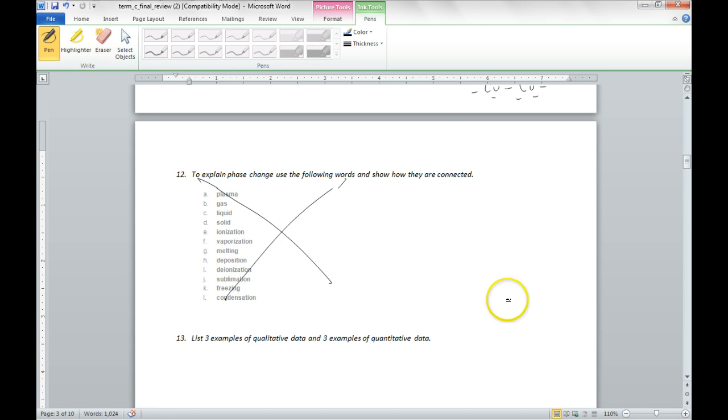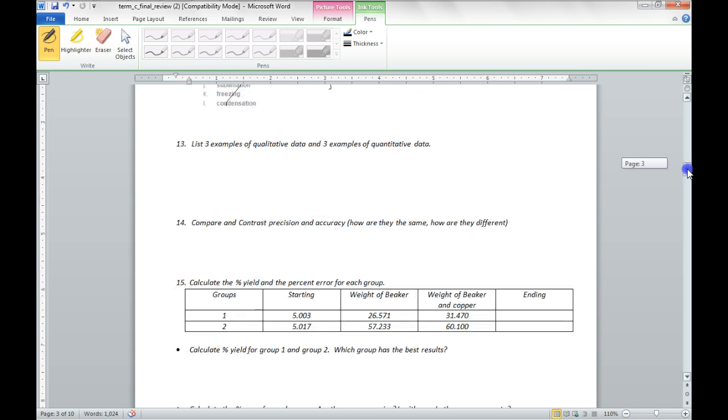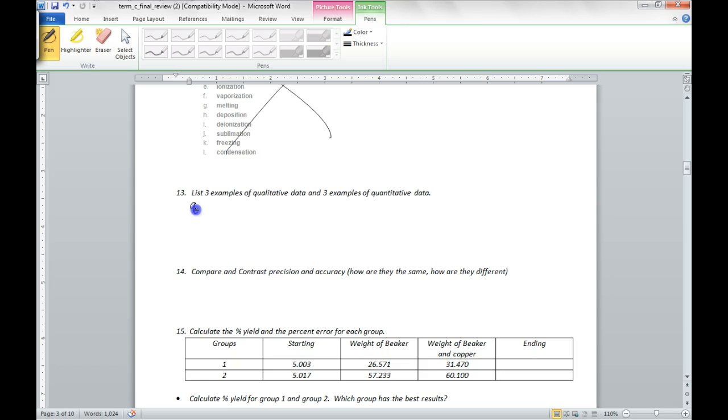Okay, give three examples of qualitative data and three examples of quantitative data. So qualitative is going to be a description, like color, size, how it smells. While quantitative is a quantity, so that is going to be a number, like the temperature, the mass, the volume.